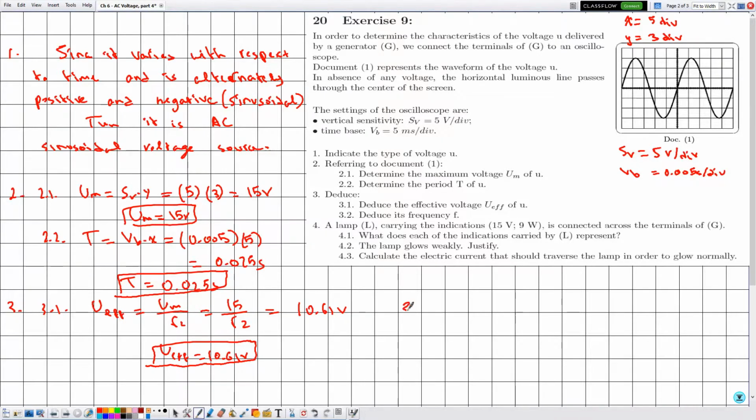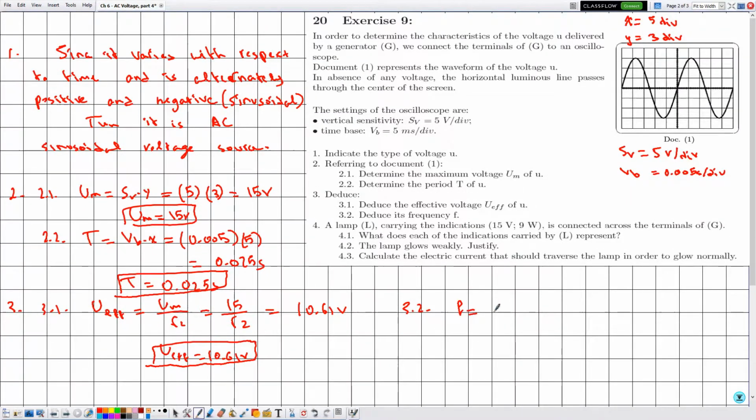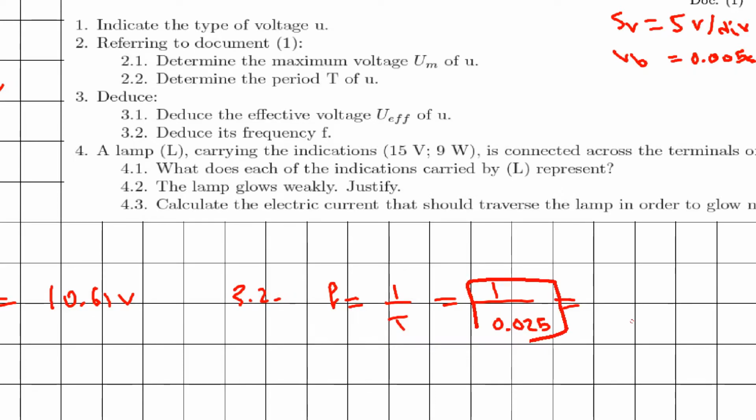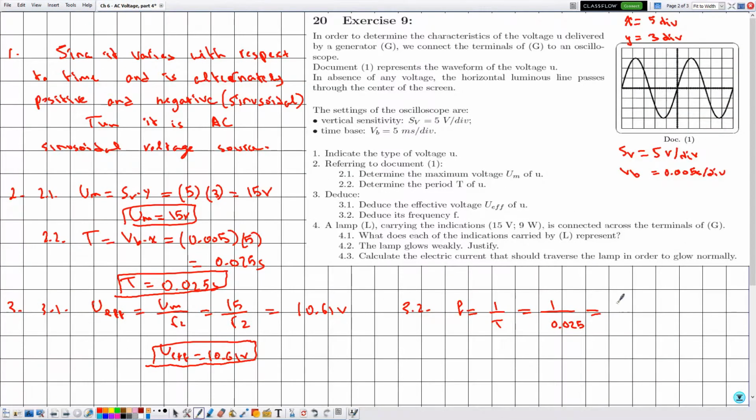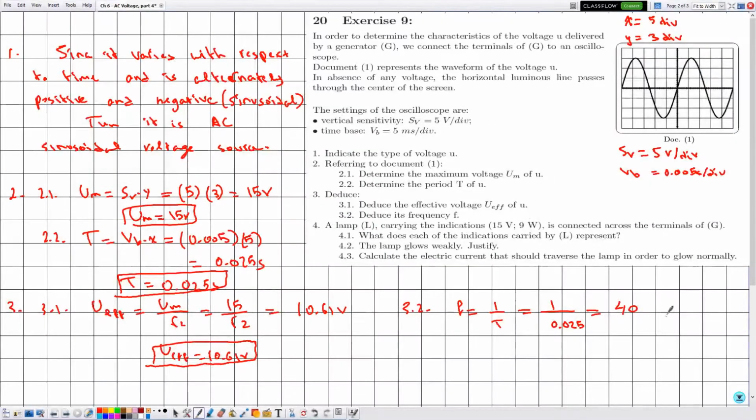Now as for 3.2, they are telling me to deduce the frequency, which is given by 1 over the period. Now in this case the period is given by 0.025. Plugging this fraction on the calculator, the value of the frequency is given by 40. Since the period is expressed in the SI, the value of F will be in the SI, which is Hertz. Then the frequency is given by 40 Hertz.